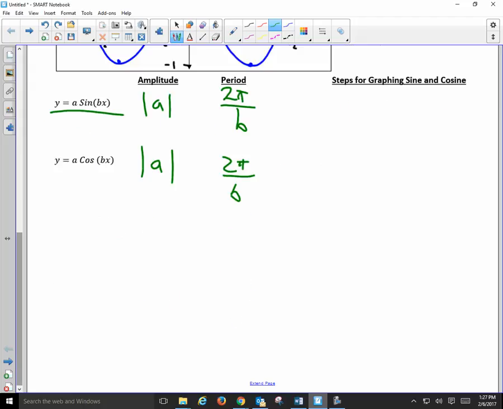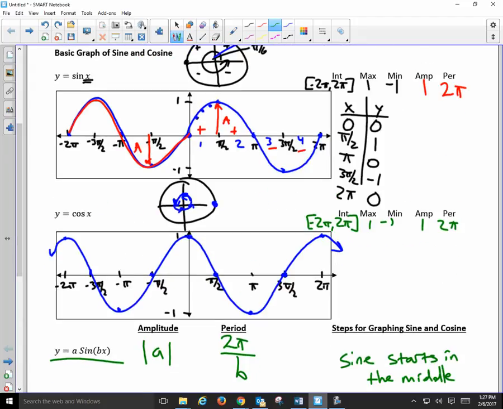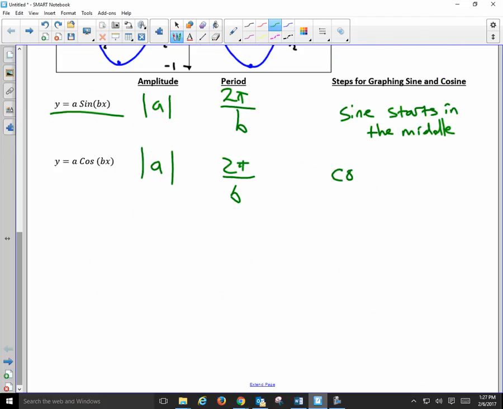And finally, steps for graphing it. Just please note that sine starts in the middle. So if you look at these graphs, you can see that you have a maximum and a minimum. Sine starts in the middle. Cosine starts at the max or the min. One of the two. I'll show you how to determine that in a little bit.